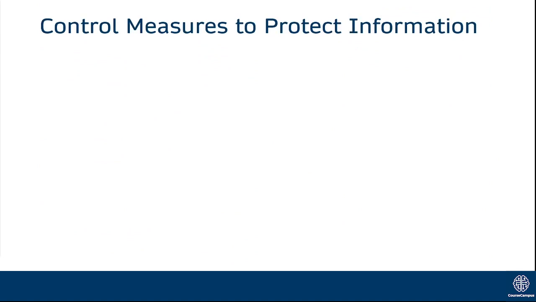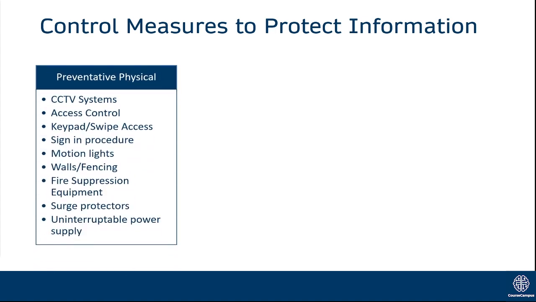Control measures to protect information. Information is very important to an organisation. It's important that it's kept secure. Control measures are essentially things that are put into place to keep that information secure. What measures can be taken to keep information secure to prevent it from being stolen?